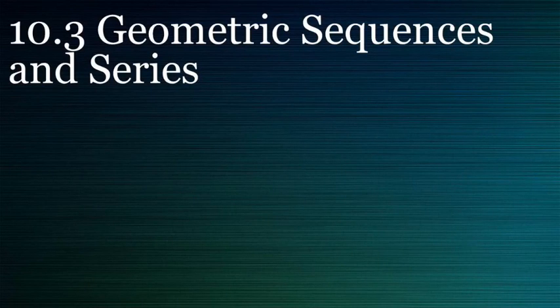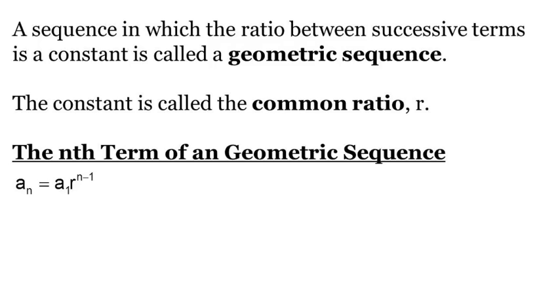Section 3 on geometric sequences and series. A sequence in which the ratio between successive terms is a constant is called a geometric sequence. The constant is called the common ratio r. So if you notice in a sequence that it's being multiplied by the same number to get to the next term, that's a geometric sequence. And whatever number is being multiplied is the common ratio.